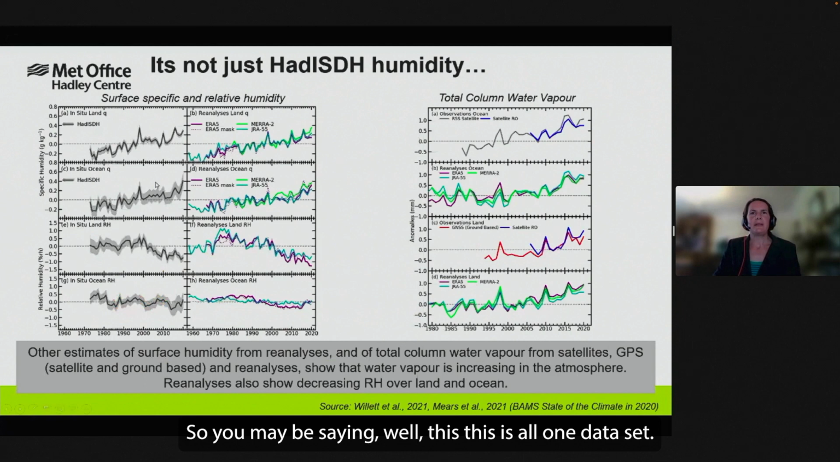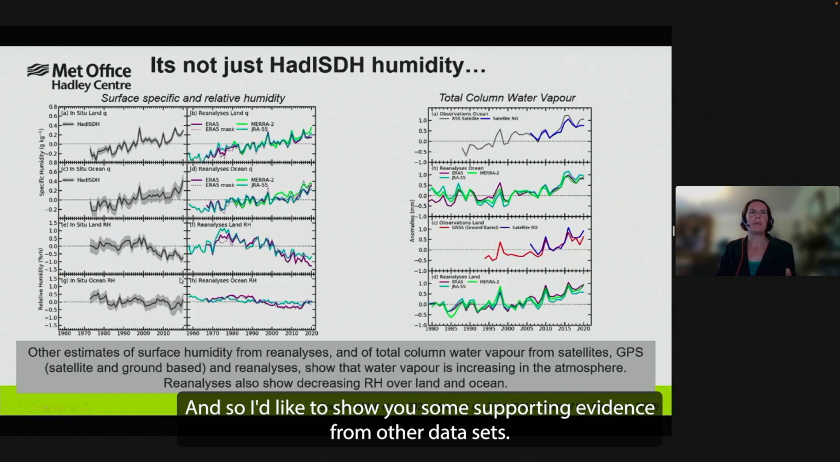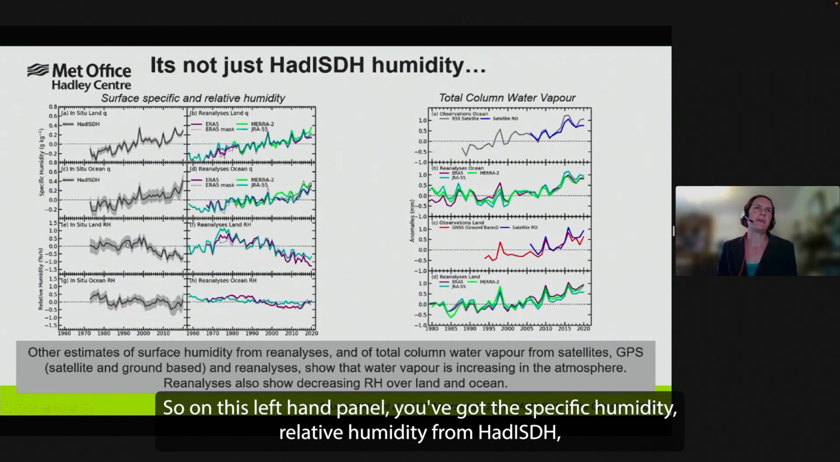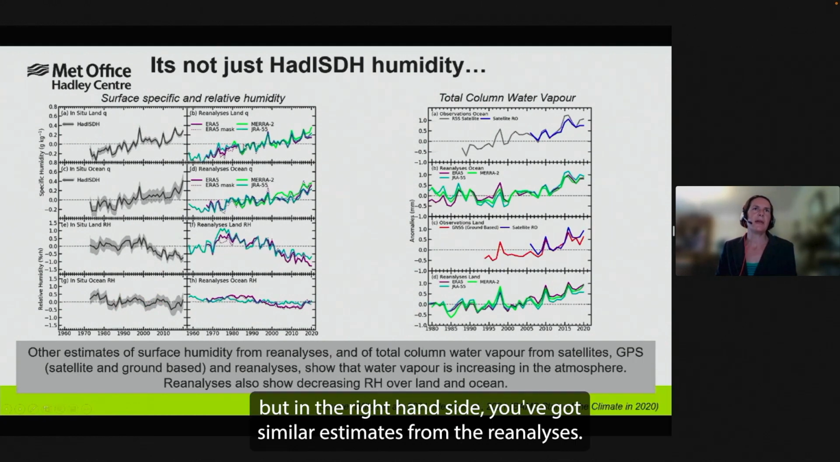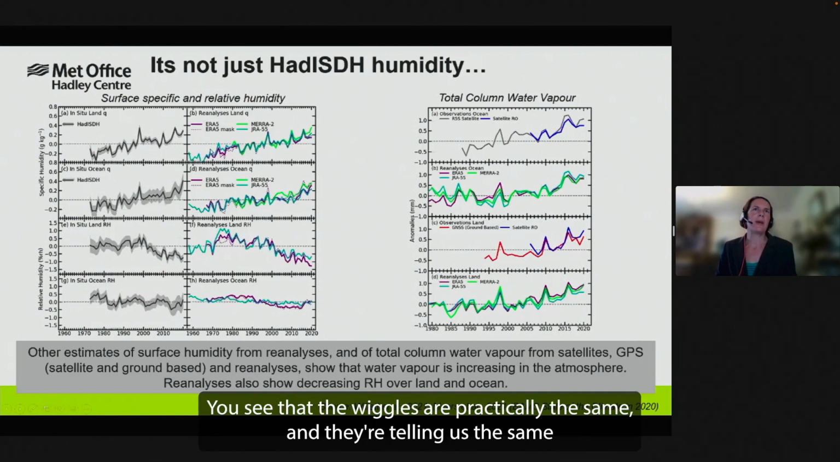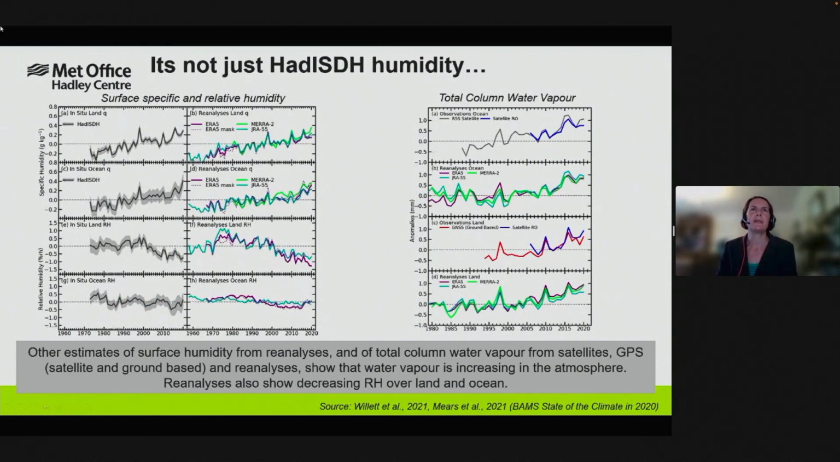So you may be saying, well, this is all one data set, so how confident are we in what we're seeing? And so I'd like to show you some supporting evidence from other data sets. And this is some work that I do annually for the BAMS State of the Climate report, where I lead the surface humidity section. So on this left-hand panel, you've got the specific humidity and relative humidity from HadISDH, and on the right-hand side, you've got similar estimates from the reanalyses. And if we take the top two lines, that's the specific humidity over land and oceans, you see that the wiggles are practically the same, and they're telling us the same story of long-term increases in specific humidity.